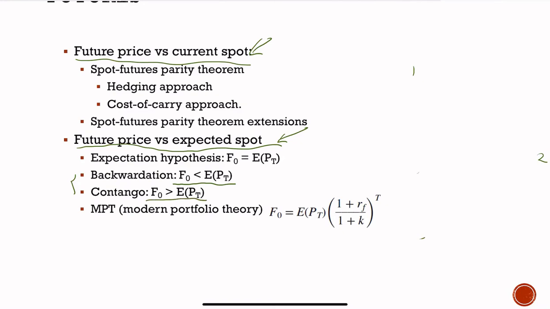And it's also important for you to understand the pictures, right? So we know that if there is backwardation, let's say this is the maturity date.